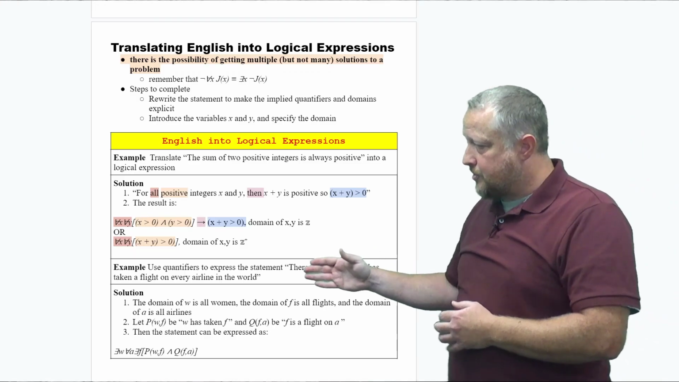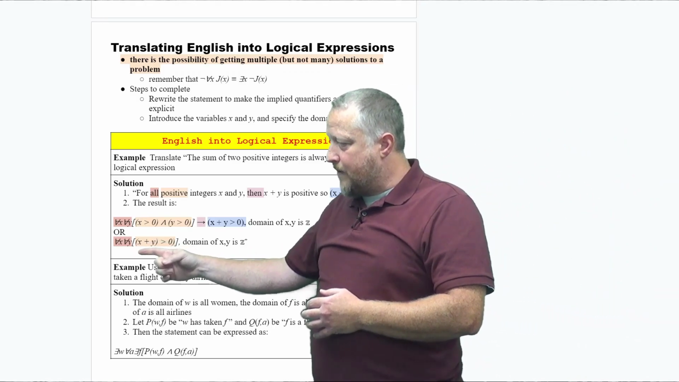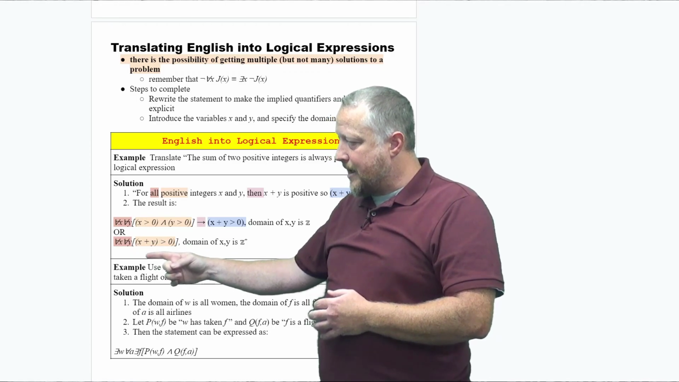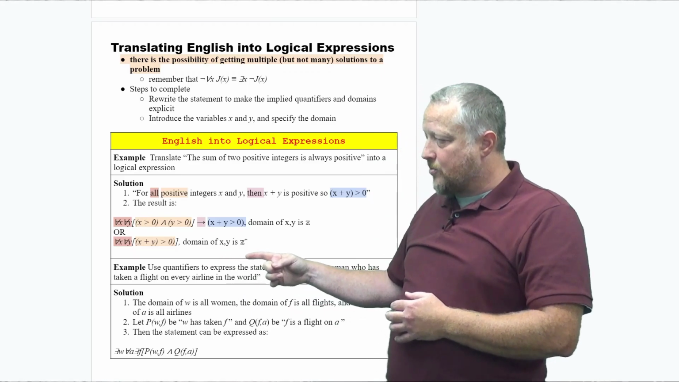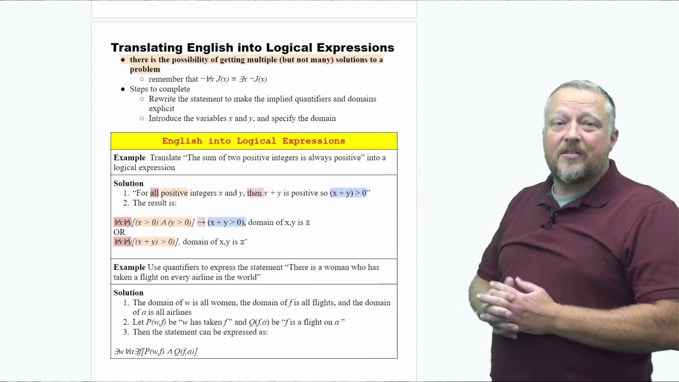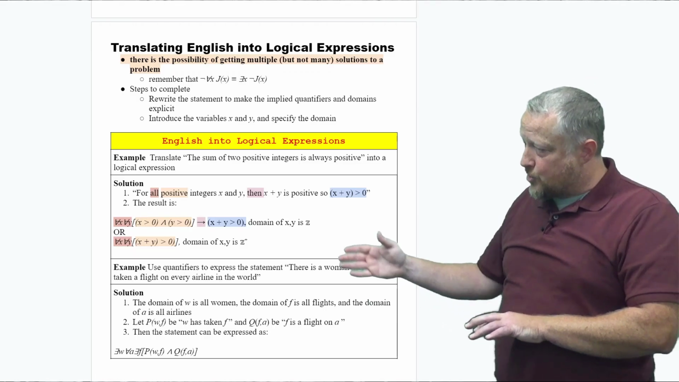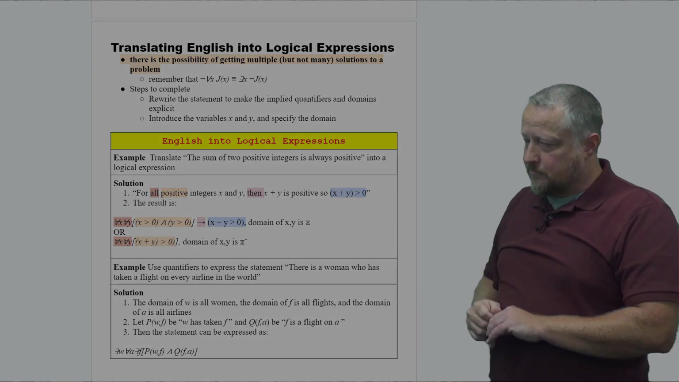Now, we could also do the same thing a little bit shorter, okay? Notice for all values of x and all values of y, x plus y is greater than 0, where the domain, and notice really the only thing that's different is we're saying all positive integers. That's the only thing that's different. We changed our domain a little bit, but either one of these will be just fine.